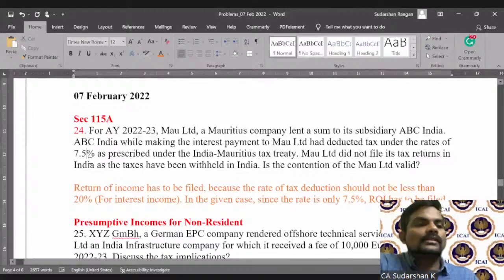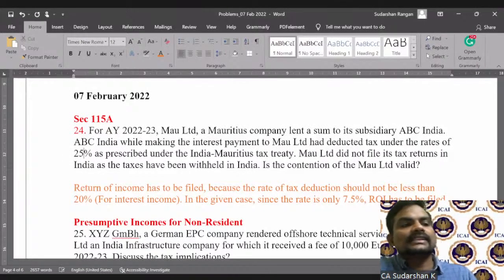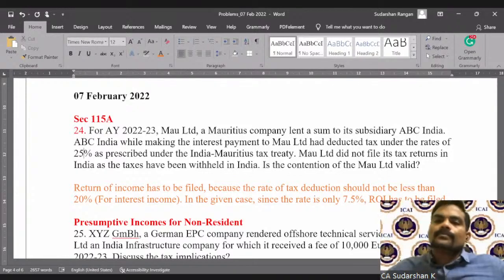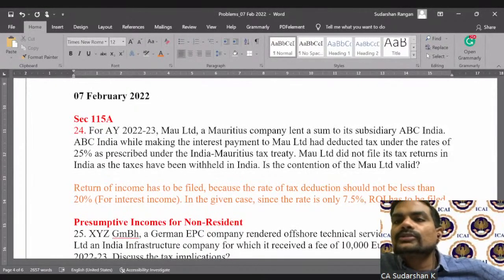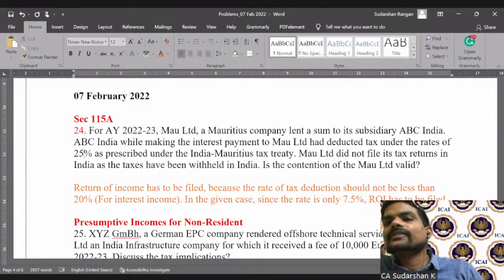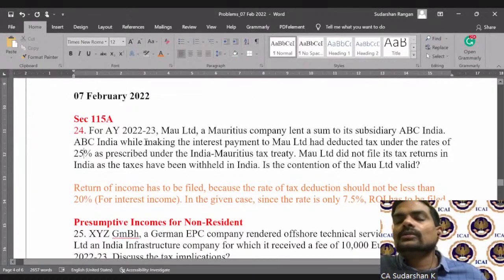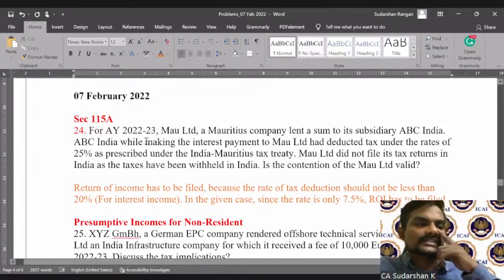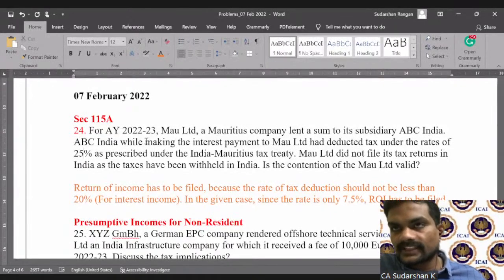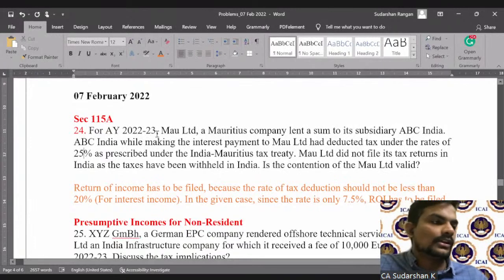If the Mauritius company has a tax rate of say 25%, obviously in this situation, a taxpayer will choose Act or treaty, whichever is beneficial. So he will go for 20%. In that situation, the Mauritius company need not file its tax returns. So the key point to watch out is, if it is less than the rate prescribed under section 115A, then return of income has to be filed.